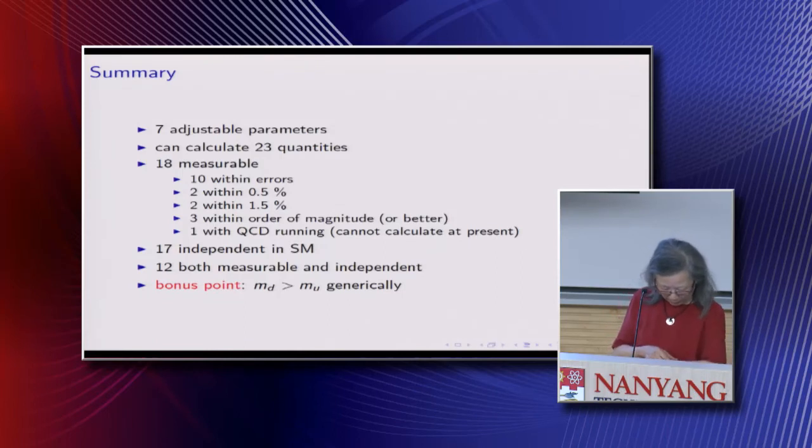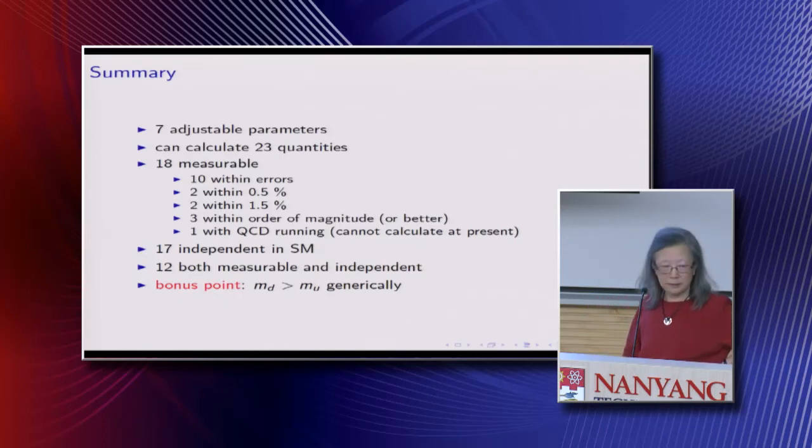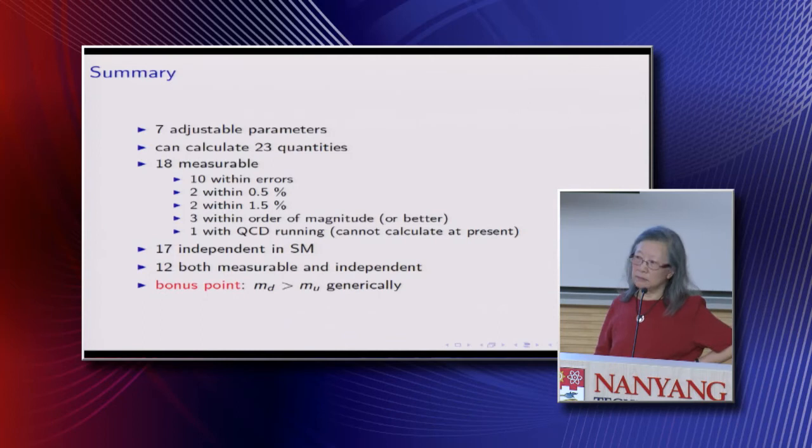Okay, so let me summarize. As I said, we've got 7 adjustable parameters and can calculate 23 quantities. 18 of them are measurable. So 10 within errors, 2 within 0.5%. You remember it was the mu and the e. And 2 within 1.5%, 3 within order of magnitude or better, and then 1 with QCD running.